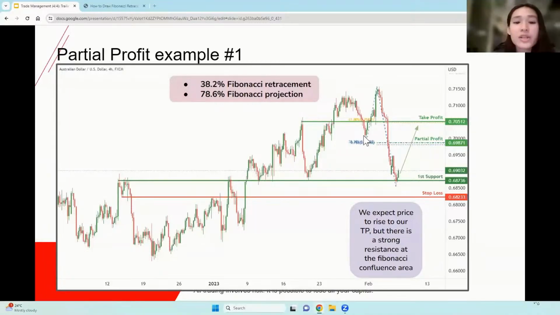Next, you could maybe look at supporting that level with Fibonacci levels like we have done over here. So you can see our partial profits at the swing low level. Okay, but it's also supported with two Fibonacci levels, making it a pretty significant Fibonacci confluence area. So we're expecting price to rise to our take profit, of course, but there is a strong resistance at this Fibonacci confluence area, so that's why we're placing our partial profit there, just in case price isn't strong enough to push past that area.